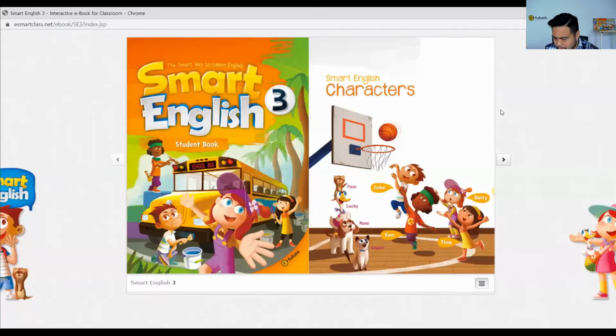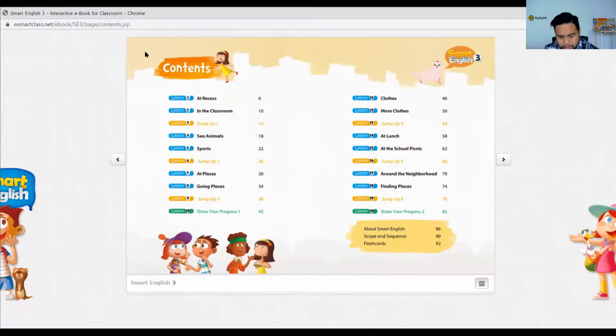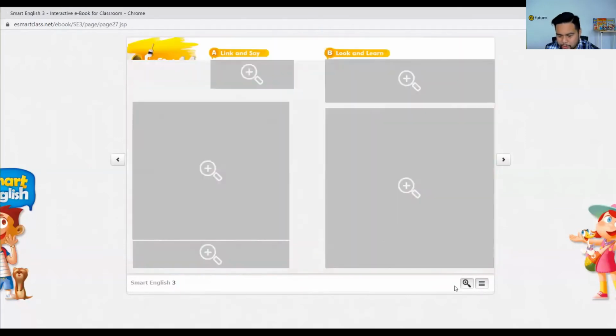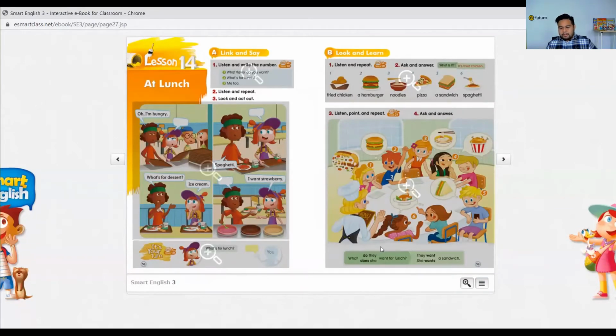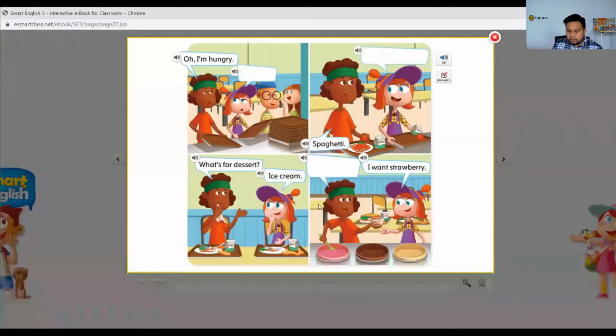So hopefully I don't have to sign back in. Okay, we're good. So let's go to our lesson. Okay, so At Lunch is what our lesson is. So we're going into Look and Say. So first, I want to look at this here. Okay, so we have 4 pictures here. So let's look at this first picture here.